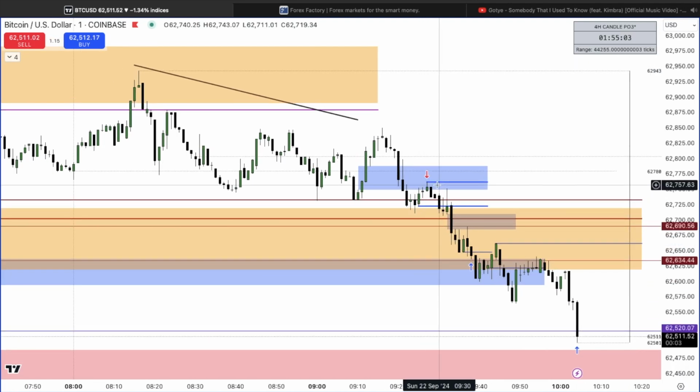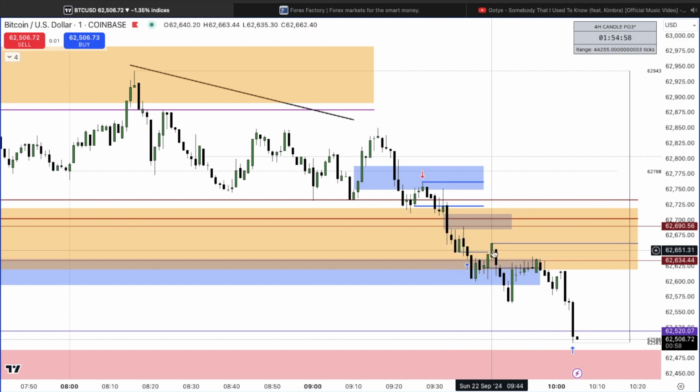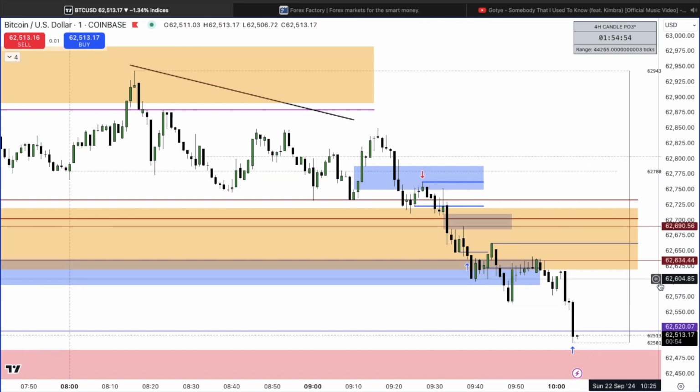So you saw the entry off of the inversion, and then just monitor price, seeing how price respects bearish order flow with the arrays that formed in price action here.